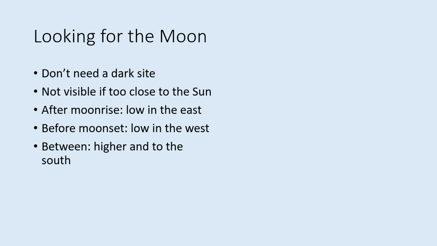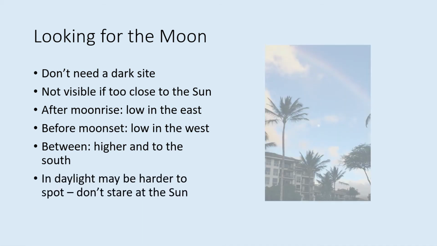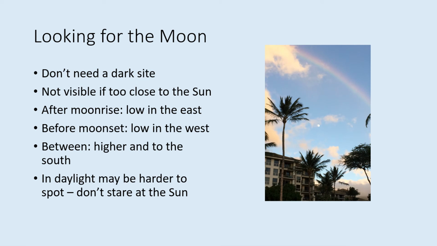If you're observing in daylight, the moon may be harder to spot. Take your time and let your eyes scan around the right part of the sky. If you think the moon may be close to the sun, it's okay to wait for a few days until they're farther apart. Don't stare at the sun trying to find the moon.